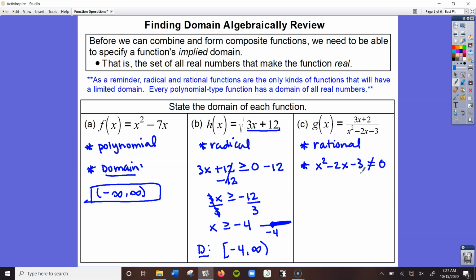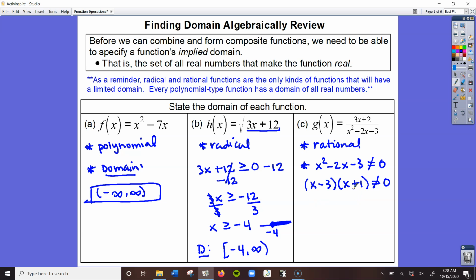So once you have this set up, if your denominator is a quadratic, you will have to factor. So x squared minus 2x minus 3 can be factored to be x minus 3 and x plus 1. And these factors cannot equal 0. Remember, for factoring, you're looking for the two numbers that multiply to give you negative 3 and add to give you negative 2. Negative 3 times 1 is negative 3, and negative 3 plus 1 is negative 2.